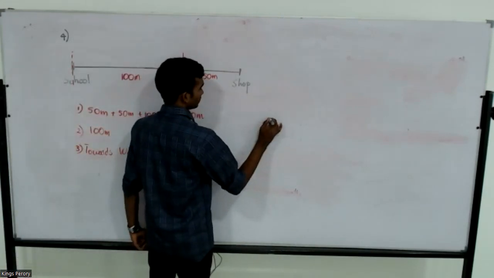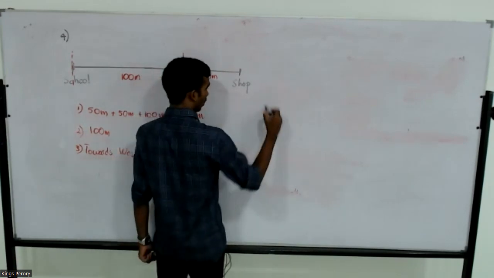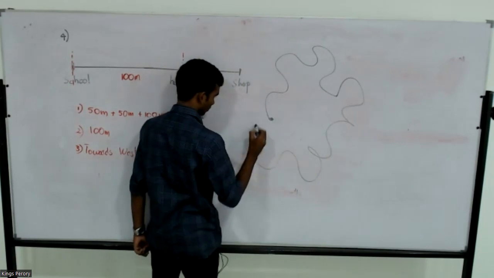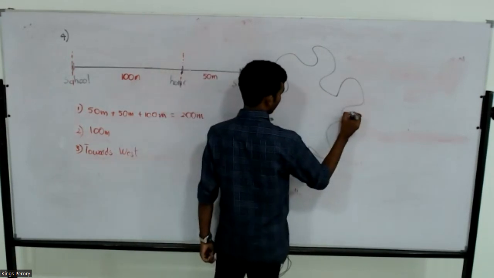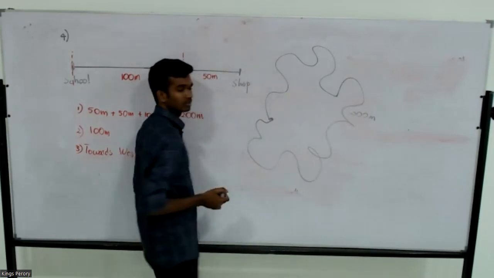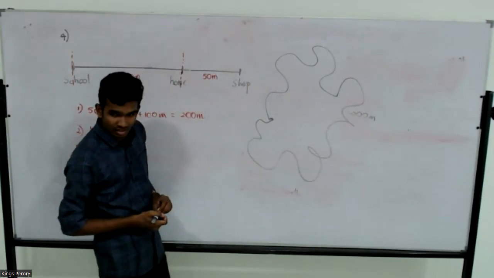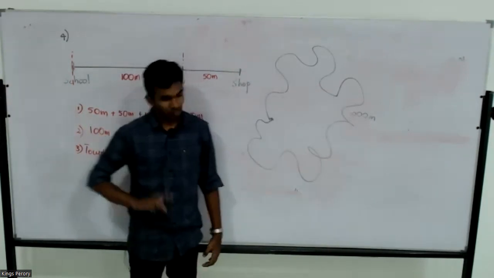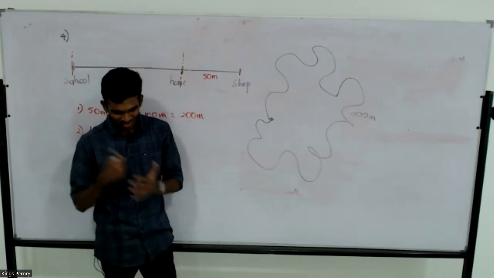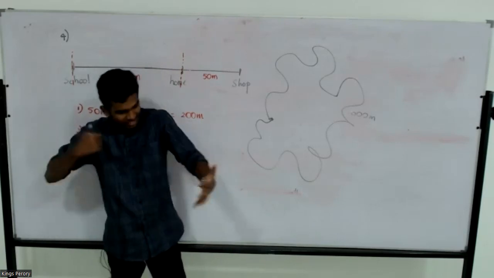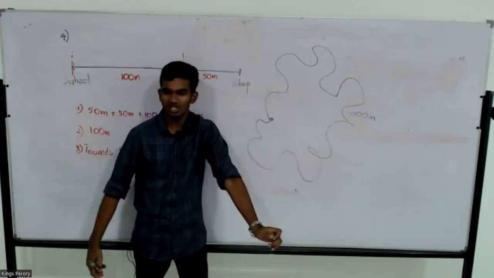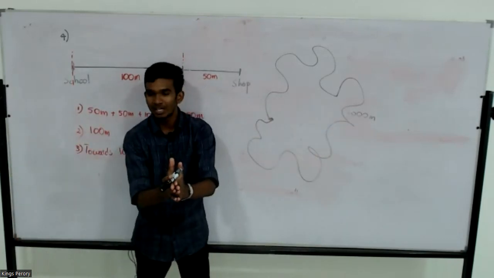Somebody starting here is going a long way of about 1000 meters and finishing here. What is his distance? 1000 meters. What is the displacement? Starting point and finishing point are the same, no? So how much has he displaced? 0. He has not gone from any place to any place. His starting point is the same, finishing point is also the same. That means his displacement is 0.